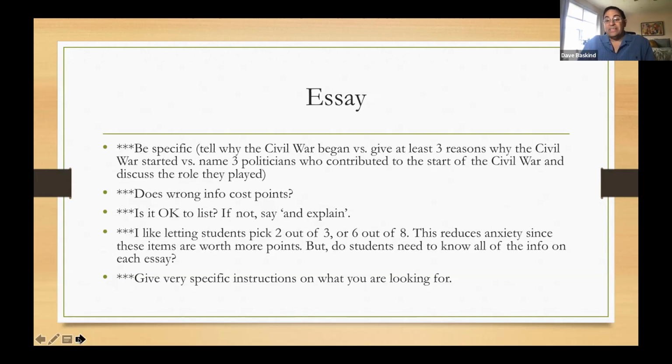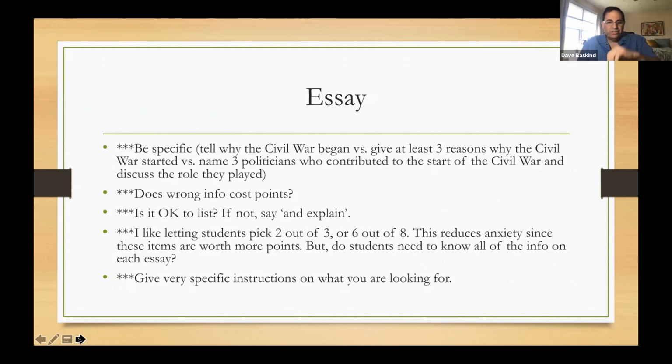So saying, give at least 3 reasons why the Civil War started. That might provide students with, well, at least they're going to have to say 3 things now. Name 3 politicians who contributed to the start of the Civil War and discuss the role that they played. I like this one a bit better because now they have to name names and they have to tell what kind of role those individuals had in terms of the beginning of the Civil War.